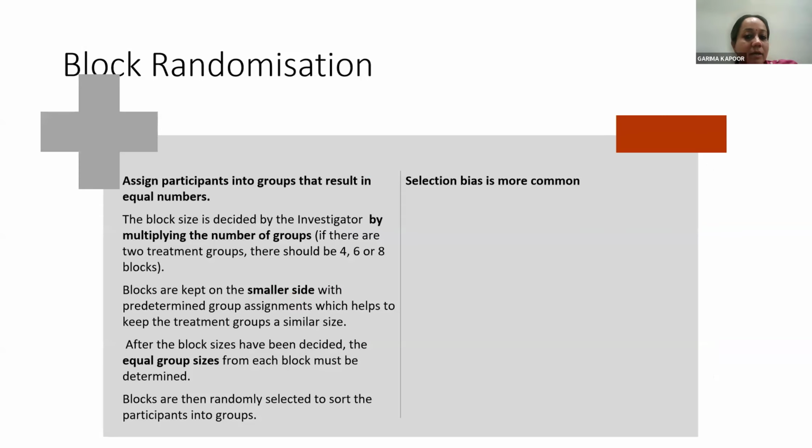But here again, because you have different centers or different blocks, the population it caters to, the kind of patients you get, there can be a difference, and a selection bias inherently may come in. So basically, when you're dividing into blocks, the principle is that it has to be an equal number. Usually you multiply by the number of groups, so your blocks have to be an even number. We prefer small size blocks and equal numbers, and they are randomly selected to sort the participants into groups. But again, as we said, because different blocks may have different features, selection bias is more likely to come in.